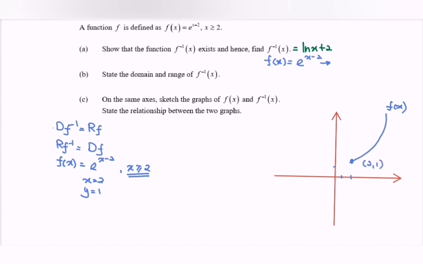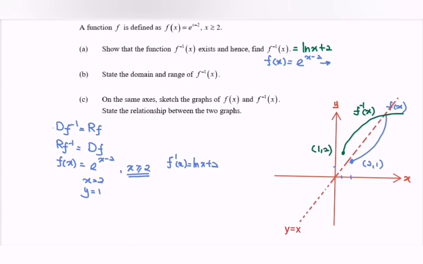Next, we have to focus on the f inverse, which equals ln x + 2. So we have to reflect based on the situation. Here we have the point (2, 1), and now it becomes (1, 2). So we have the point (1, 2). The graph will be something like this. Then that is the graph for f inverse of x. Here we have the y-axis and the x-axis. So that is the graph.